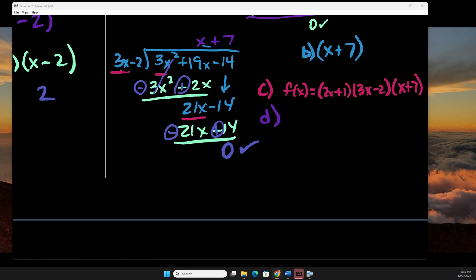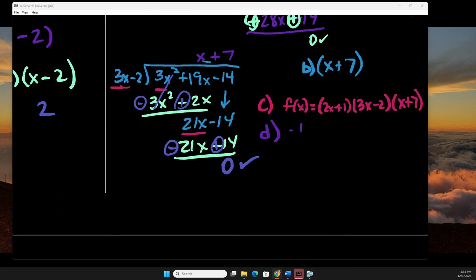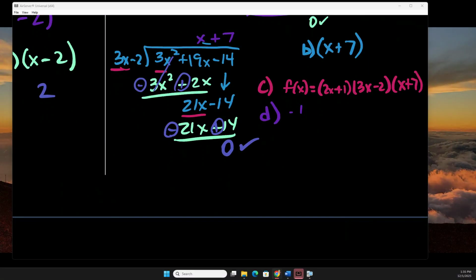And then on D, our zeros are a little bit more challenging on this one. So for 2x plus 1, the zero is not just going to be negative 1. If it was x plus 1, it would just be negative 1. So what do you have to do with that 2? Do you guys know? Divide by it, yeah. So 2x plus 1 has a zero of negative 1/2. What do you guys think about 3x minus 2? 2/3. And then x plus 7 will just be negative 7.